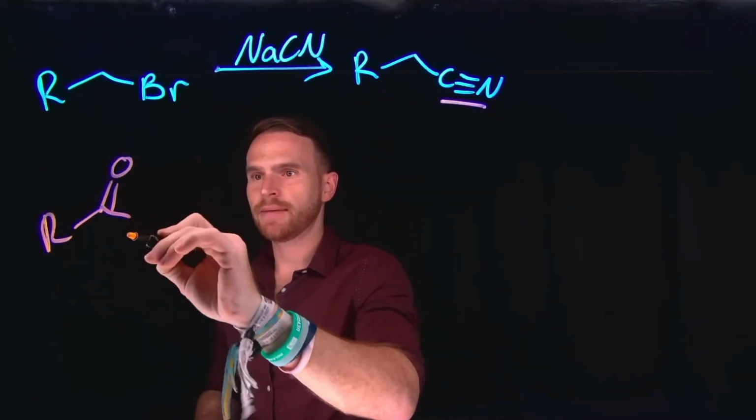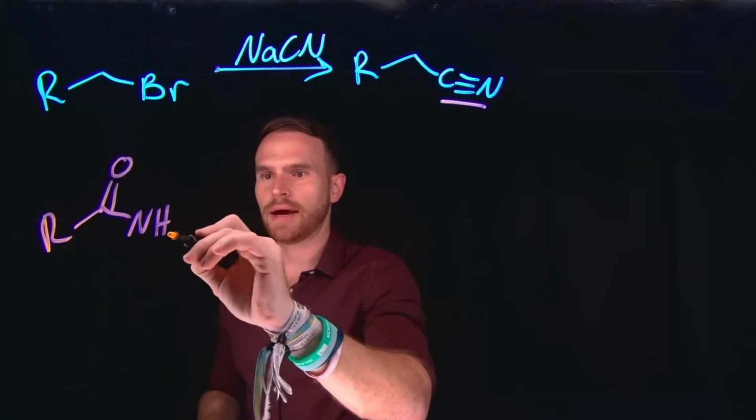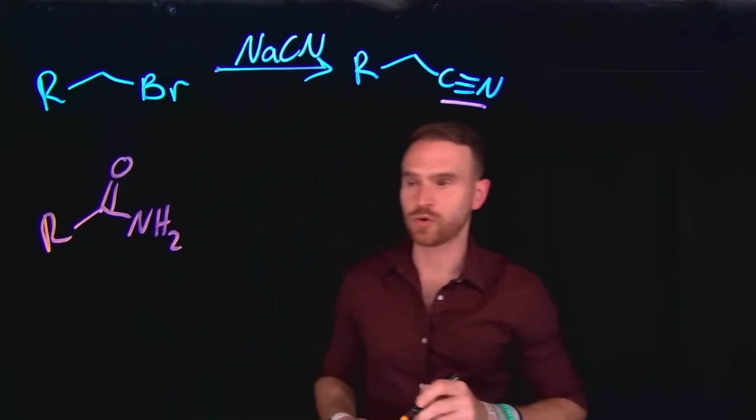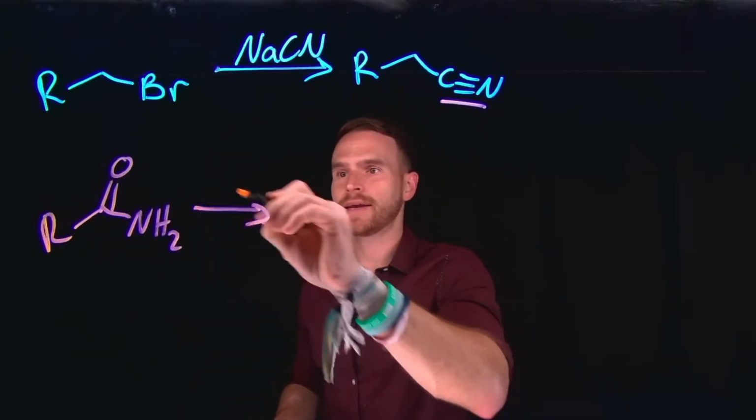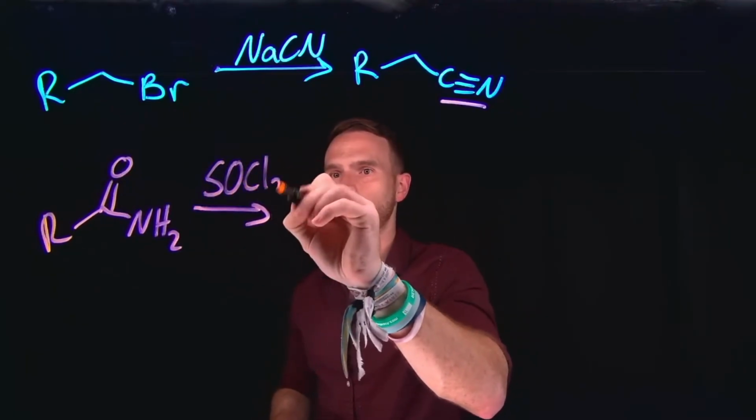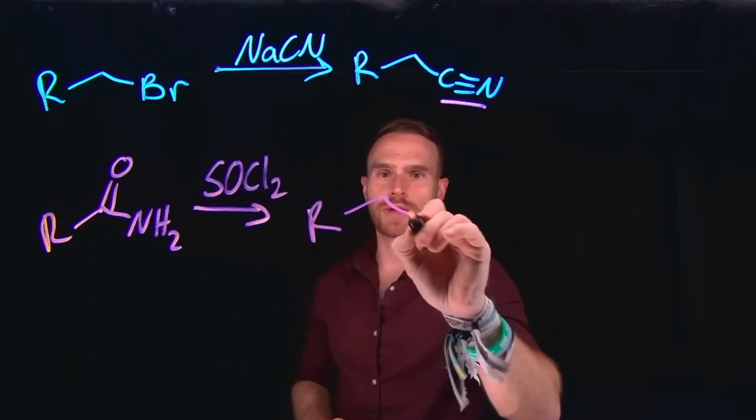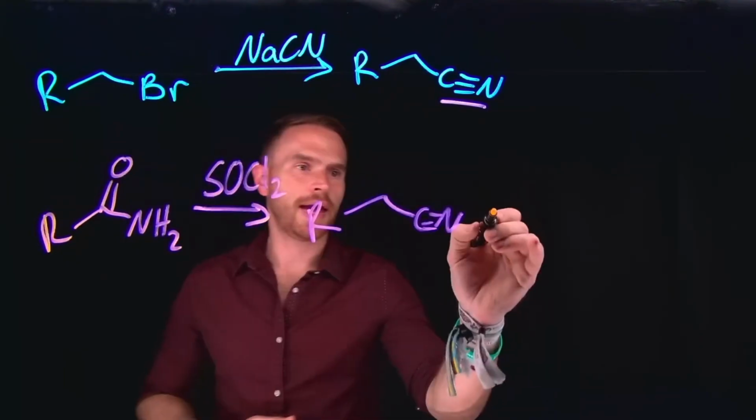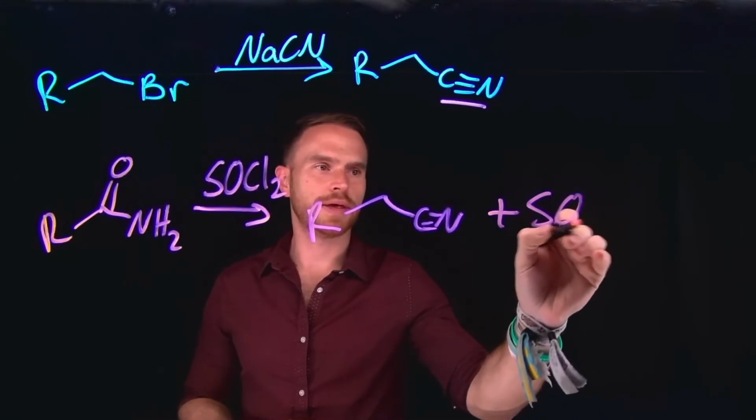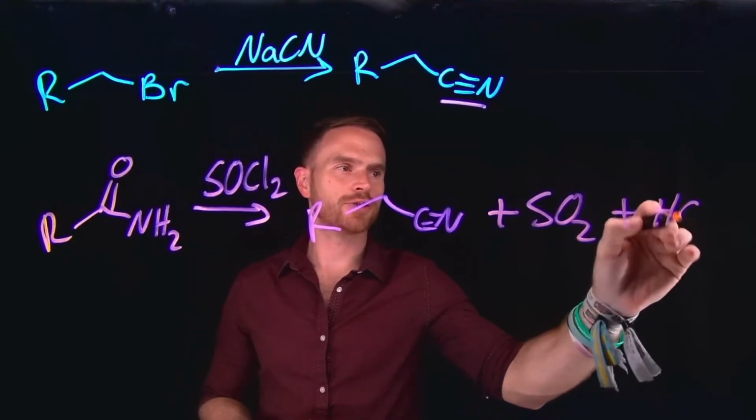So remember, an amide is a carbonyl compound that contains a nitrogen-containing group on the carbonyl carbon. By adding, again, that thionyl chloride that we've learned about in the preparation of acid chlorides, we create our brand new nitrile. And the byproducts of this are going to be sulfur dioxide and hydrochloric acid.